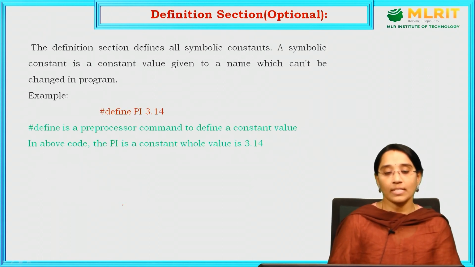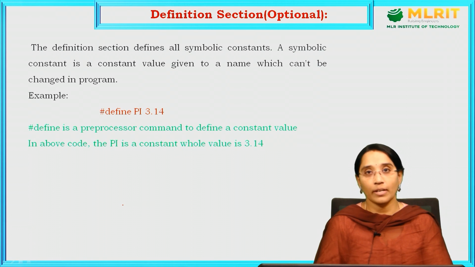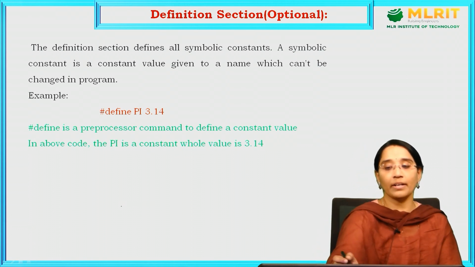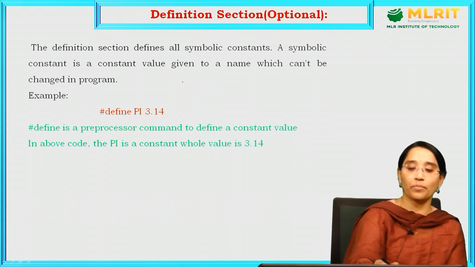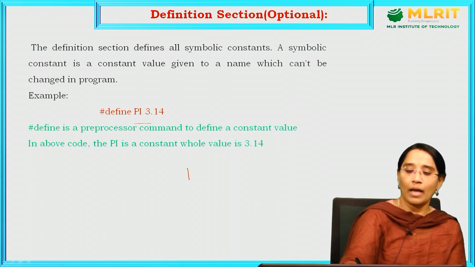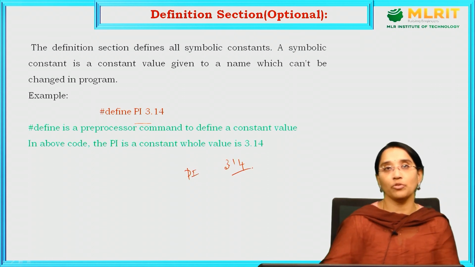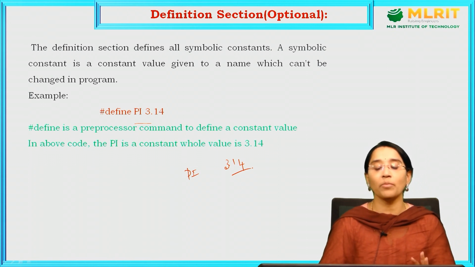Next section is the definition section. The definition section defines all the symbolic constants. A symbolic constant is nothing but a name given to a value which we can't change in the program. Suppose in my program I have to use the value of pi. We know pi is 3.14. Suppose I want to use the value 3.14 multiple times.